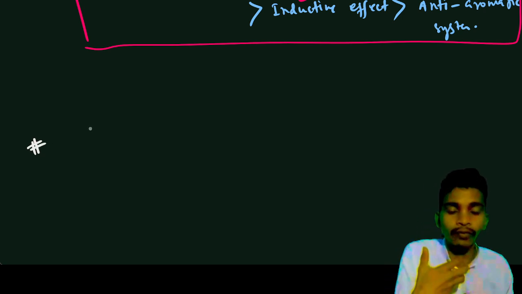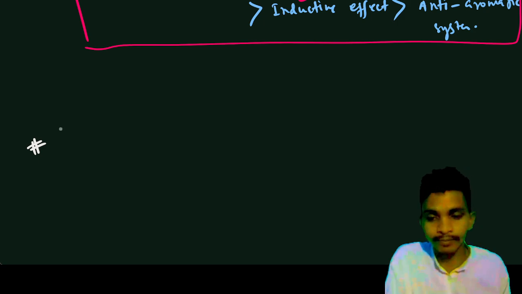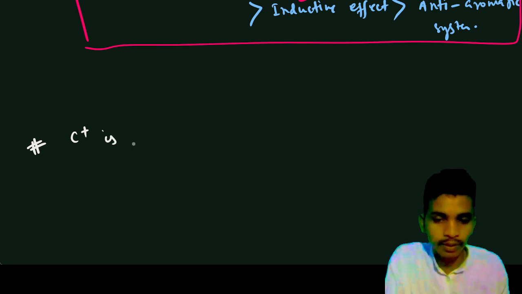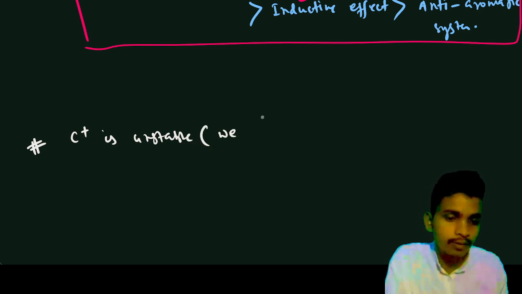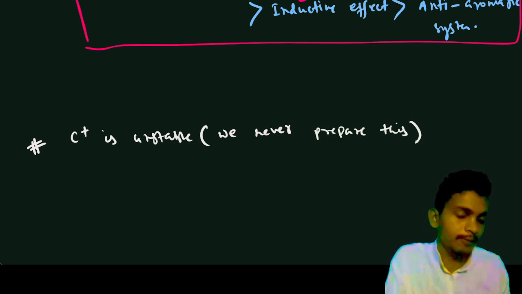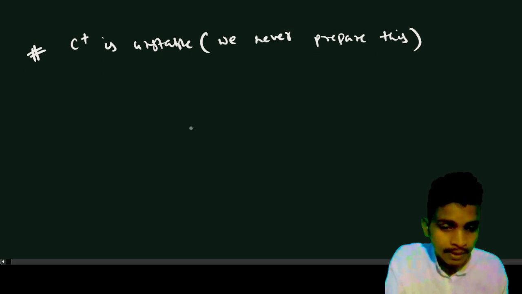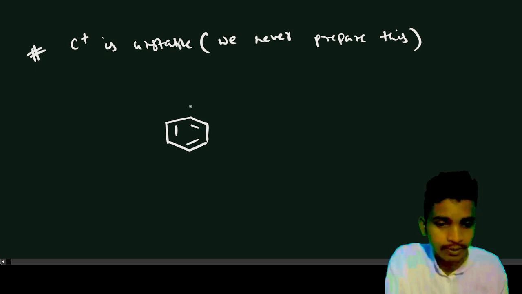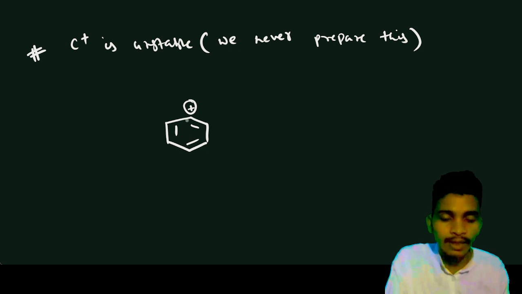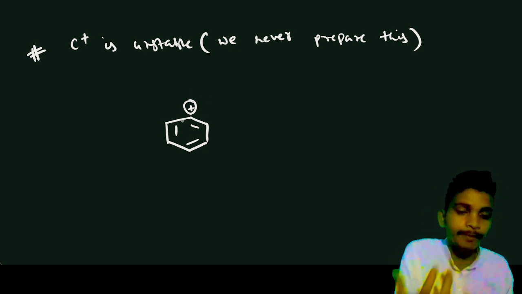Very unstable, where the carbocation will get more unstable. A carbocation that is unstable means that we never prefer it, it is very unstable, and this type of thing we will not get. Let's say we have an aromatic system, this benzene ring, and here suppose we have a positive charge. It means that this type of thing is very unstable.